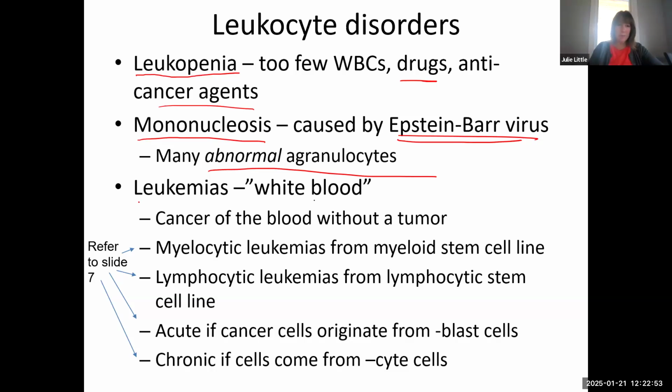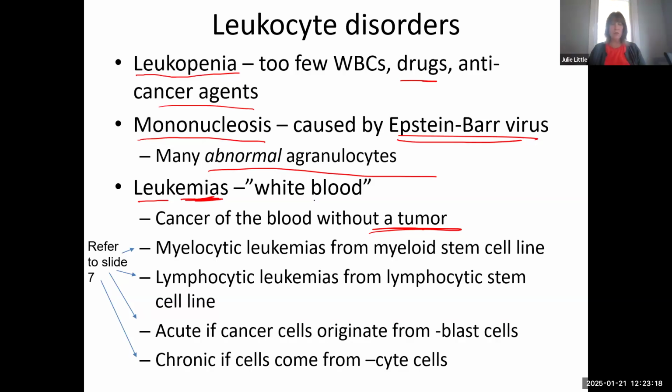Okay, leukemia. Leukemias are the cancer of the white blood cells of the blood. And it's the only cancer that doesn't have a tumor. If we develop skin cancer or lung cancer or any cancer in the body, there's going to be a tumor, a mass of cells that went rogue and produced a tumor. On the other hand, when it comes to leukemia, there is no tumor.